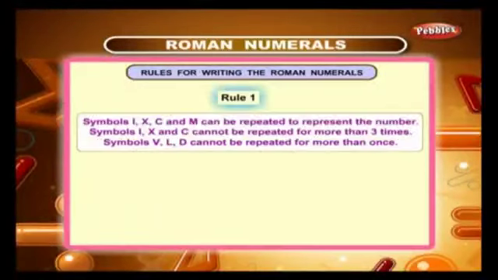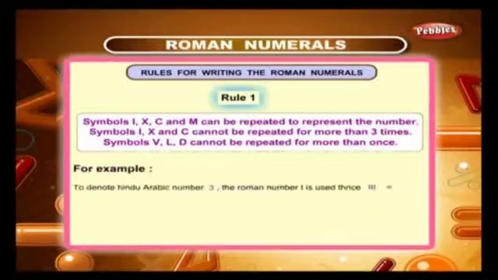Rule 1. Symbols I, X, C and M can be repeated to represent the numbers. Symbols I, X and C cannot be repeated for more than 3 times. Symbols V, L, D cannot be repeated for more than once. To understand this better, let us see some examples.